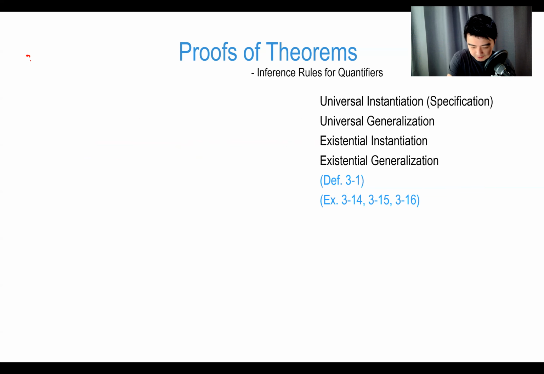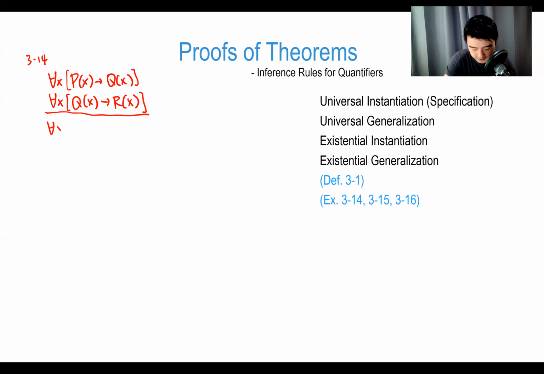All right, so I'm going to label this 3.14 here. So let's say I give you the argument: for all x, P of x implies Q of x. For all x, Q of x implies R of x. And therefore, for all x, P of x implies R of x.